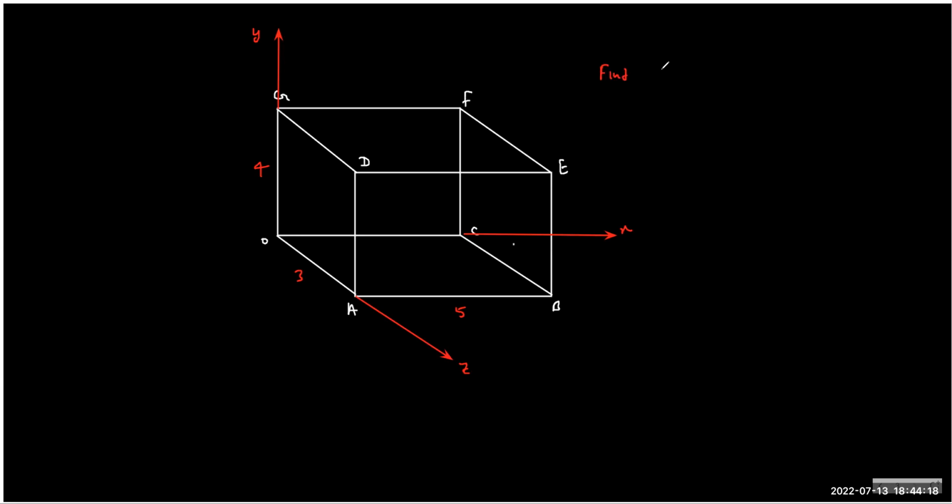find the sum of the vectors EO plus AF plus GB plus DF plus AG. Can you find the sum of these vectors, and then find the magnitude? So do this question yourself.